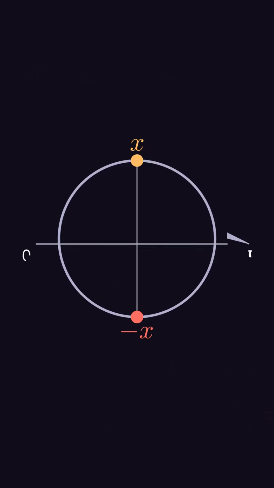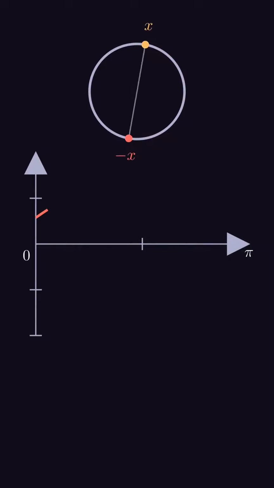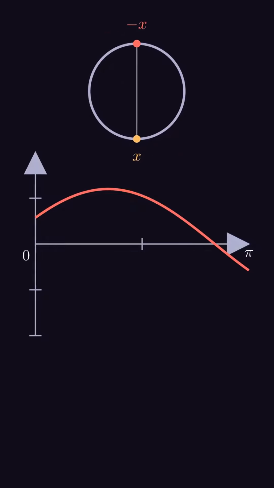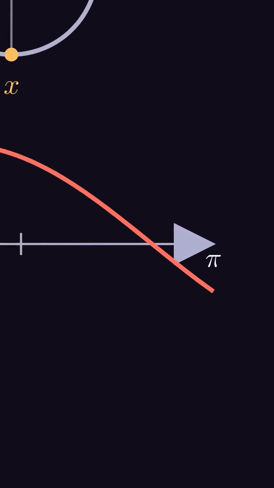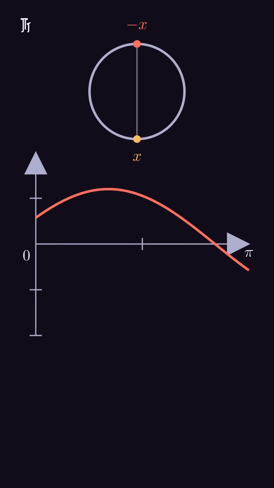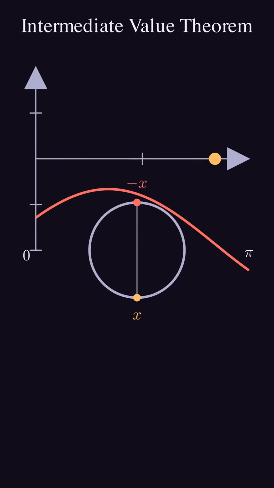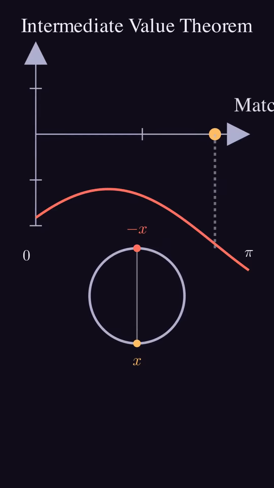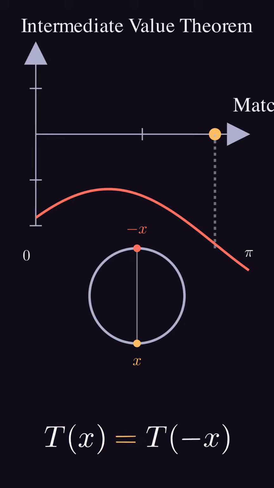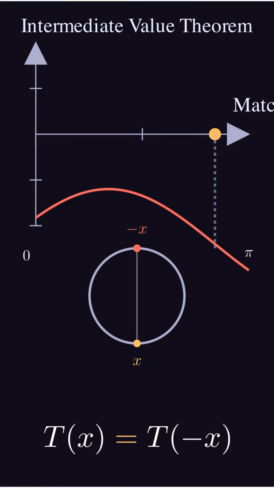If g of x is positive at one spot, it must be negative at the opposite side. Because temperature varies continuously, the graph of g must cross the zero line to get from positive to negative. This is the intermediate value theorem. At that crossing point, g of x equals 0, which means the temperature at x is exactly equal to the temperature at negative x. The match is mathematically guaranteed.